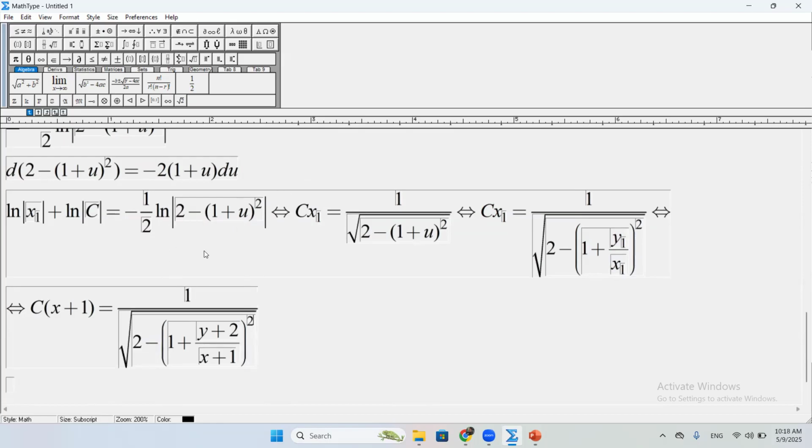Any questions about this exercise? No. Okay, if no questions, let's have a break for 5 minutes, and then we will continue solving different other kinds of differential equations.